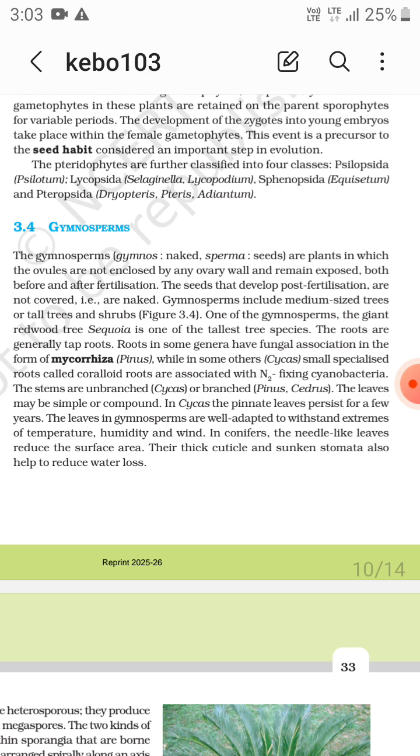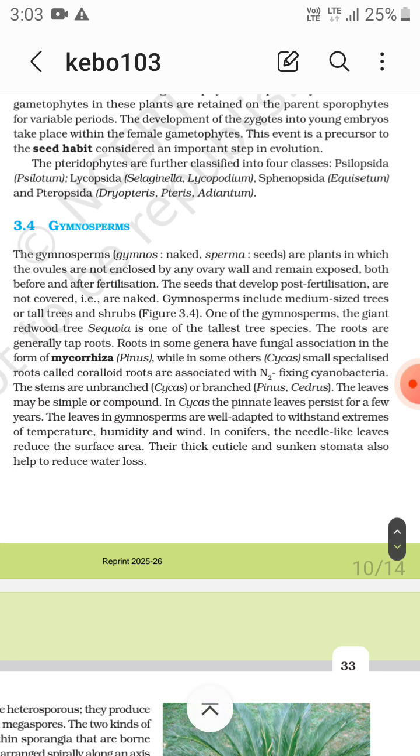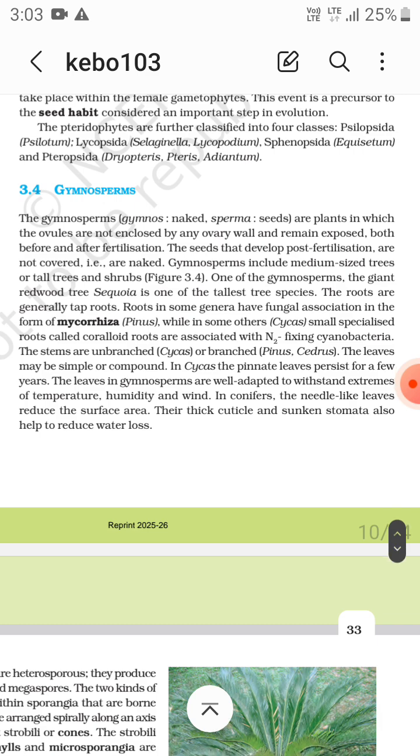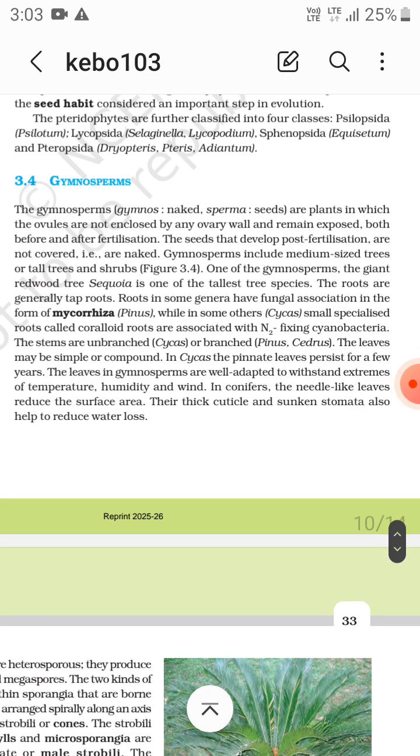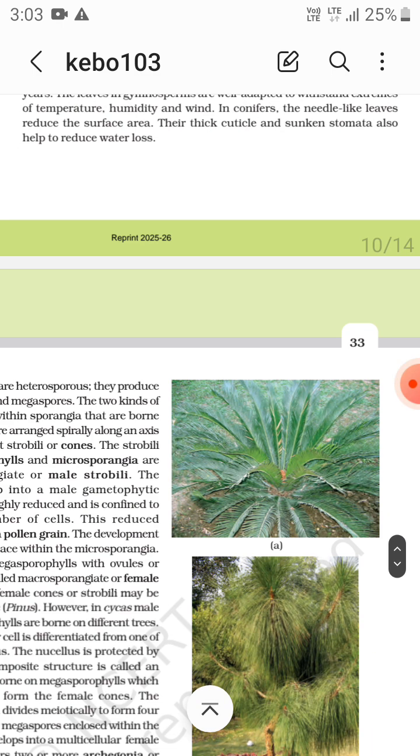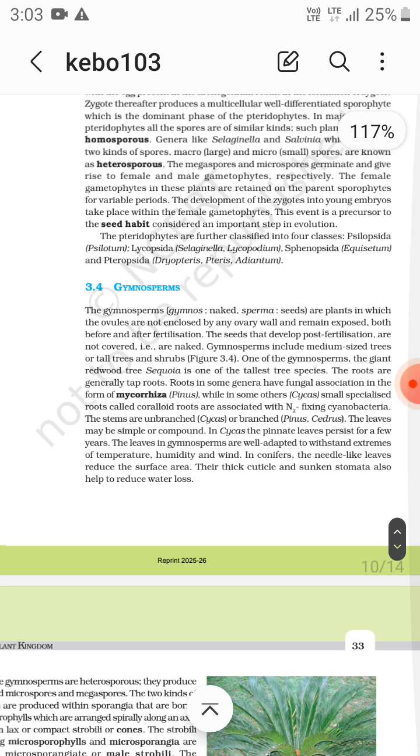The leaves may be simple or compound in gymnosperms. In Cycas, the pinnate leaves persist for a few years. The leaves in gymnosperms are well adapted to withstand extremes of temperature, humidity, and wind. In conifers, the needle-like leaves reduce the surface area. Their thick cuticle and sunken stomata, that is deepened stomata, also help to reduce water loss. So this is about gymnosperms.